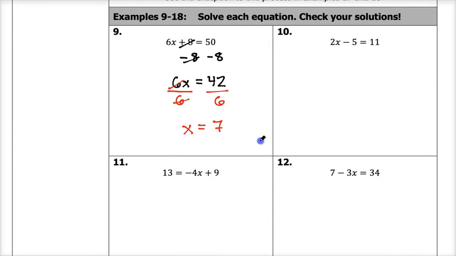42 divided by 6 is 7. It's really important with two-step equations that we check our solutions. So I'm going to go back and show you how we go through and check a solution for an equation. We did this last year in 6th grade as well.